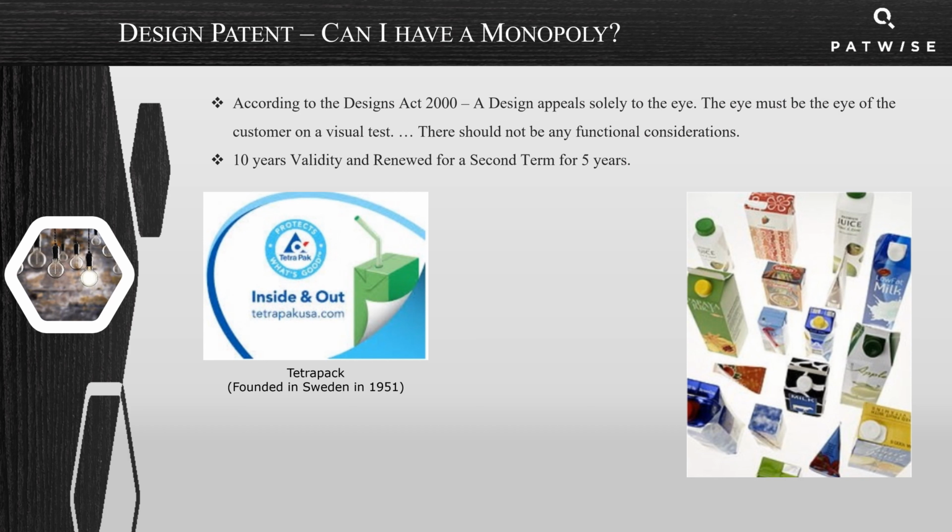Designs. A design patent is granted to the external appearance of a product. A design should appeal solely to the eyes of a customer, and the uniqueness of a product is generally based on a visual test. There should not be any functional consideration, which means an external design should not have any functional utility value. A design patent is generally granted for 10 years and can be renewed for another 5 years, for a total of up to 15 years.